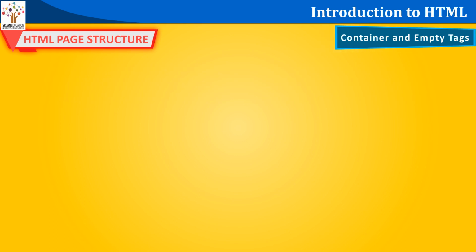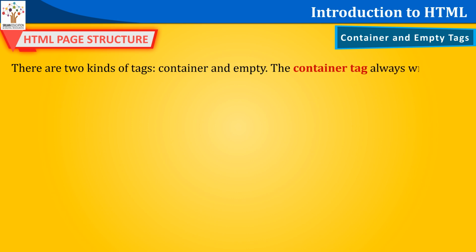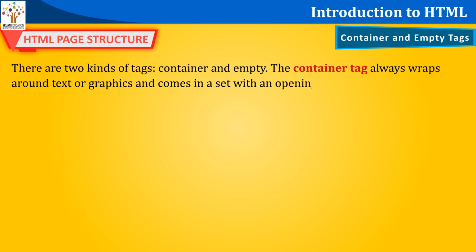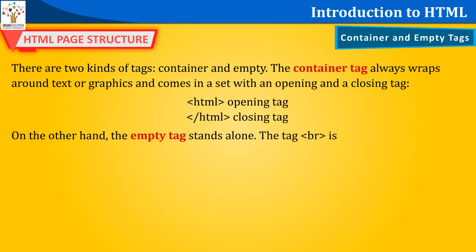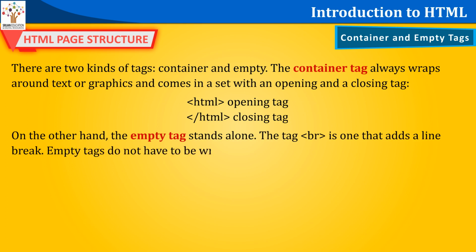Container and empty tags. There are two kinds of tags, container and empty. The container tag always wraps around text or graphics and comes in a set with an opening and a closing tag: HTML opening tag, HTML closing tag. On the other hand, the empty tag stands alone. The <br> tag is one that adds a line break. Empty tags do not have to be wrapped around text and do not require a closing tag.